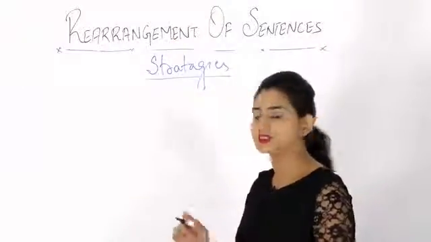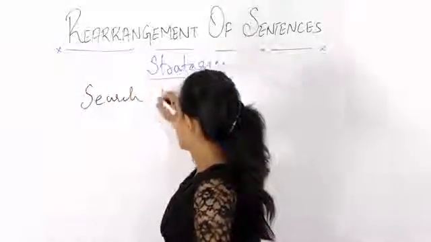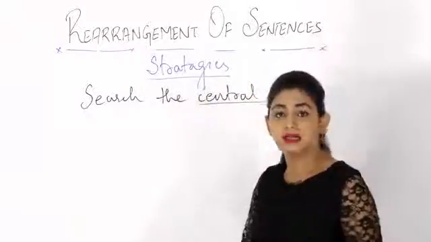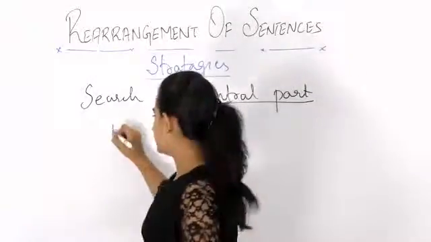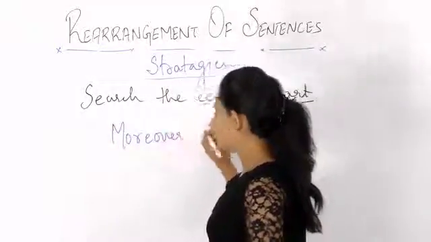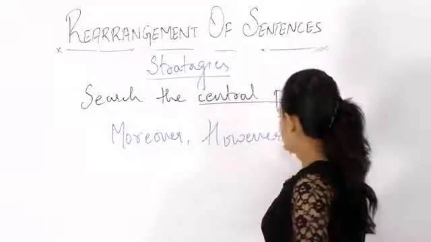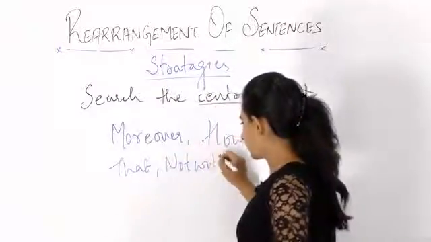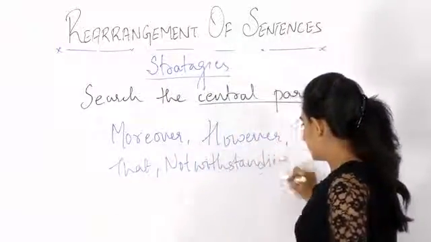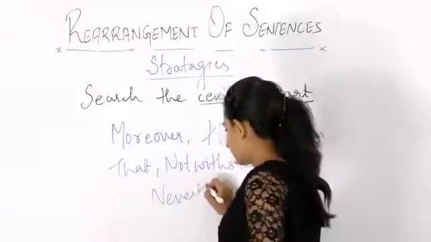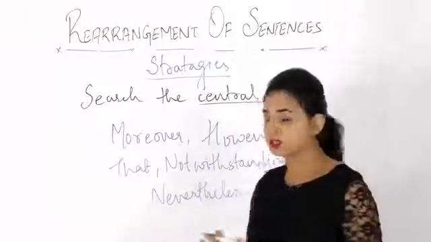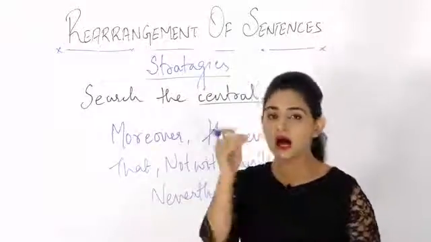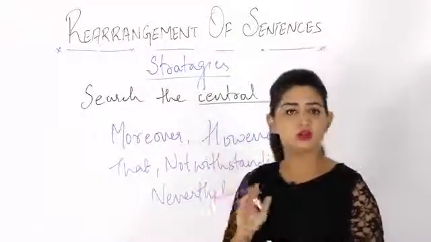Second thing that you need to do is search the central part. What does the central part contain? There are certain words that are used in the central part only, like moreover, however, this, that, notwithstanding, or nevertheless. If we have a sentence mentioning these kinds of words, it will be in the central part. That means anywhere after the first sentence or before the last sentence.